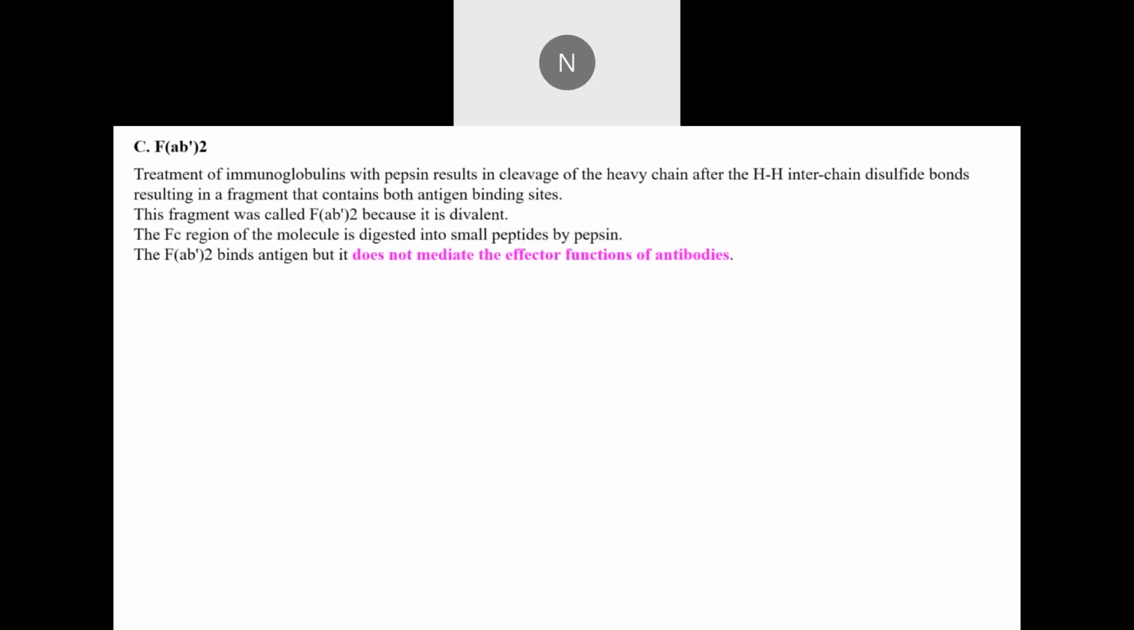And occasionally there is what is called Fab2. Treatment of immunoglobulin with pepsin results in cleavage of the heavy chain also at the H-H interchain disulfide bond, resulting in a fragment that contains both antigen binding sites. This fragment is called Fab2. That is, instead of breaking it at the hinge, separating the top portion and the bottom portion, if you cleave it vertically, then it becomes two portions of the same thing and becomes divalent.